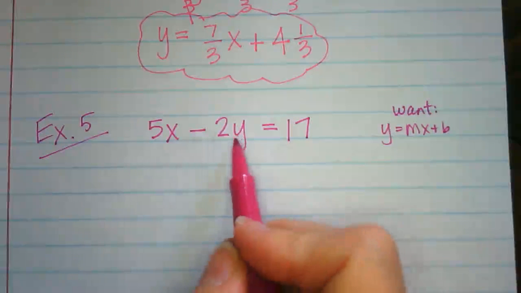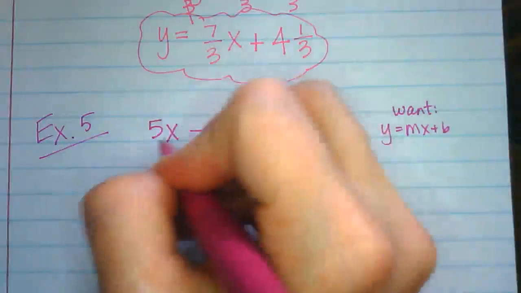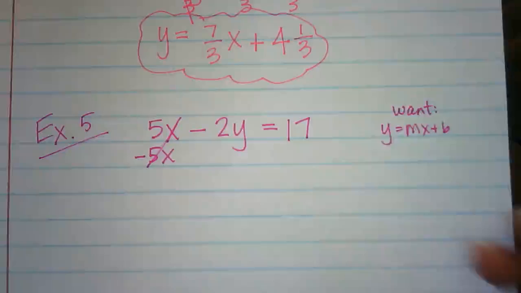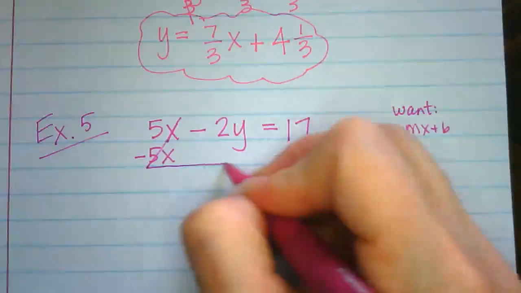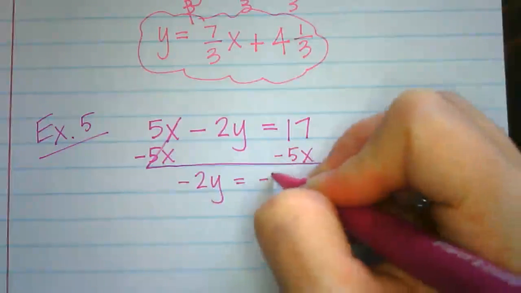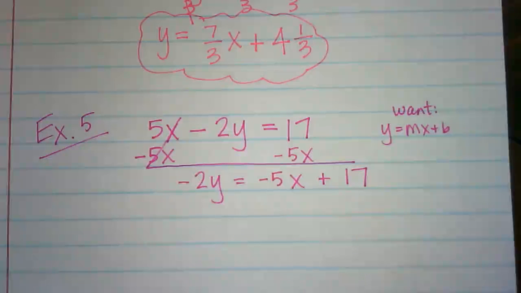So we need to get y by itself. So the first thing we need to do is get rid of this 5x. So to get rid of a 5x, we can subtract 5x and it will cancel. But that means we also have to do that on this side. So now we have negative 2y equals negative 5x plus 17.